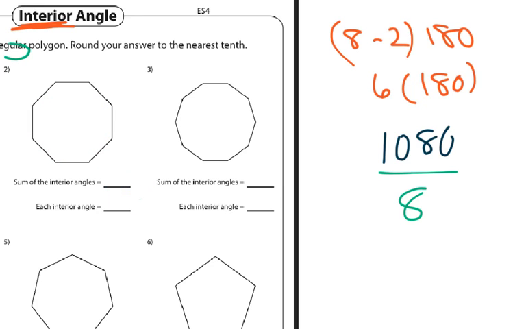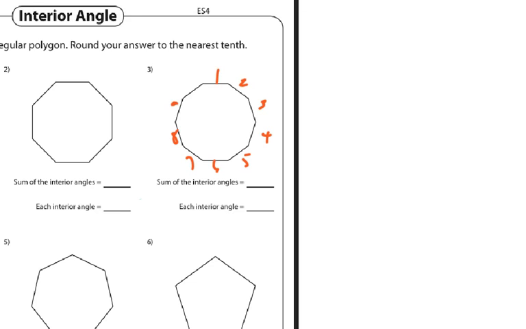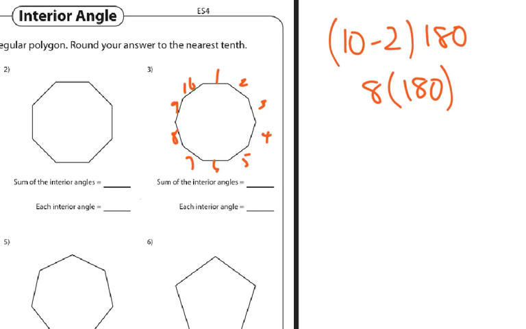Alright, so number 3 does not look like an octagon. It looks even bigger. I'm going to guess maybe 10 sides, 12 possibly. So let's count and see. 1, 2, 3, 4, 5, 6, 7, 8, 9, oops, and 10. Yeah, so 10 sides. Alright, so 10 minus 2 times 180. Oops, so that's going to be 8 times 180. And I've already done that once, and it's still in my calculator, and that was 1,440.